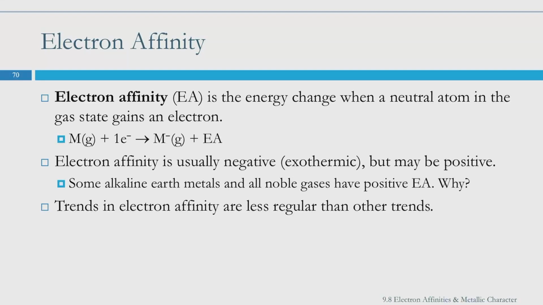Okay, electron affinity is the opposite. Opposite of ionization energy. Sort of. Or exactly. We're gaining an electron instead of losing an electron. It's usually negative. Energy is released when it gains an electron. Some alkaline earth metals and all noble gases have positive electron affinity, meaning that you have to give them energy for them to accept the electron.